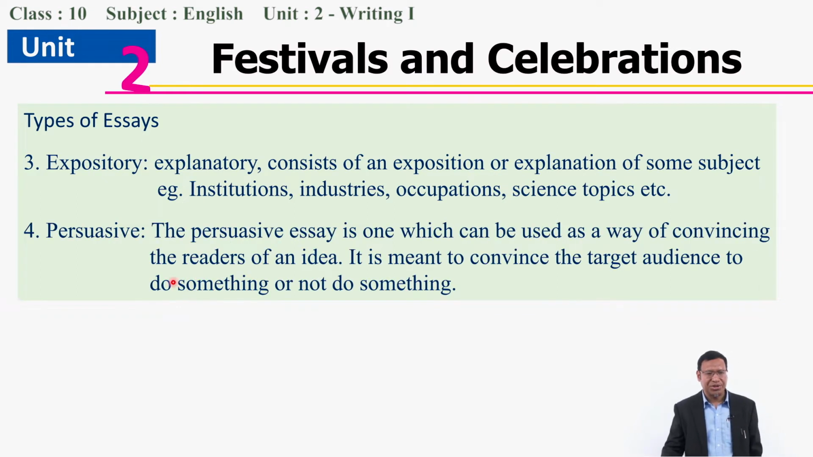And then persuasive. The persuasive essay is one which can be used as a way of convincing the readers of an idea. It is meant to convince the target audience to do something or not to do something. So persuasion means you want to convince people of your idea on some topic, usually a burning issue or some kind of agenda, and you write about it and try to convince the people that what you are saying is good. That is the persuasive type of essay. Basically, all essays are also persuasive in nature.